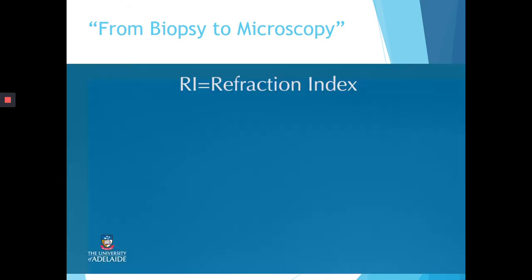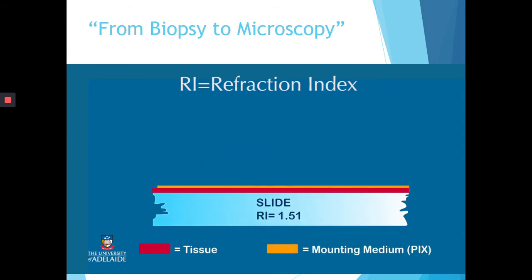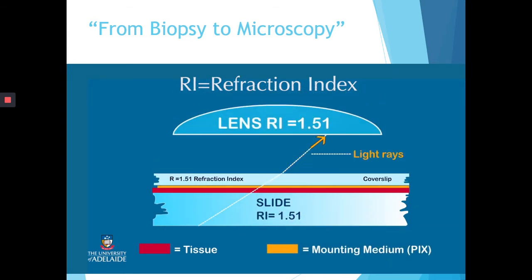The mounted PIX has the same refractive index as glass. This means that in the light microscope, light rays are not further distorted as they pass through the section, then the mounted PIX and up through the cover slip.